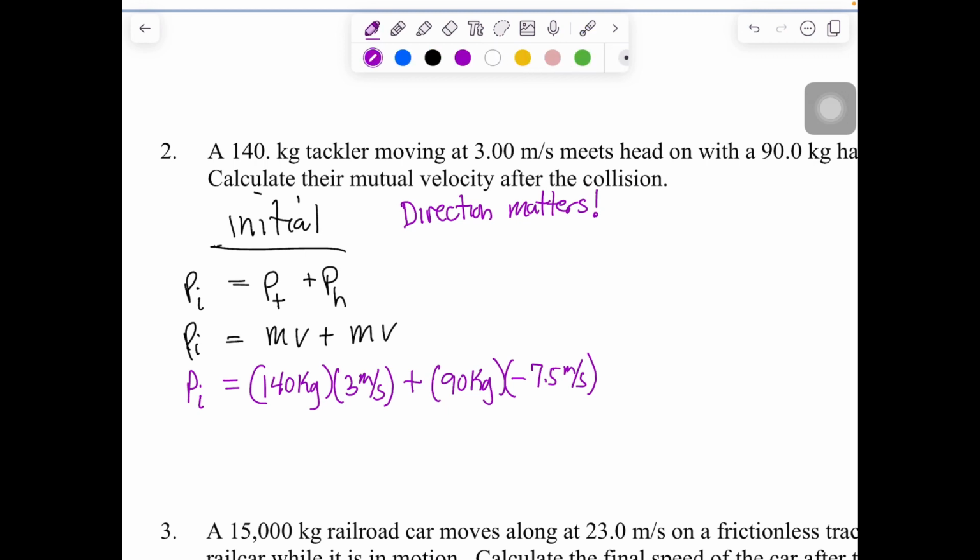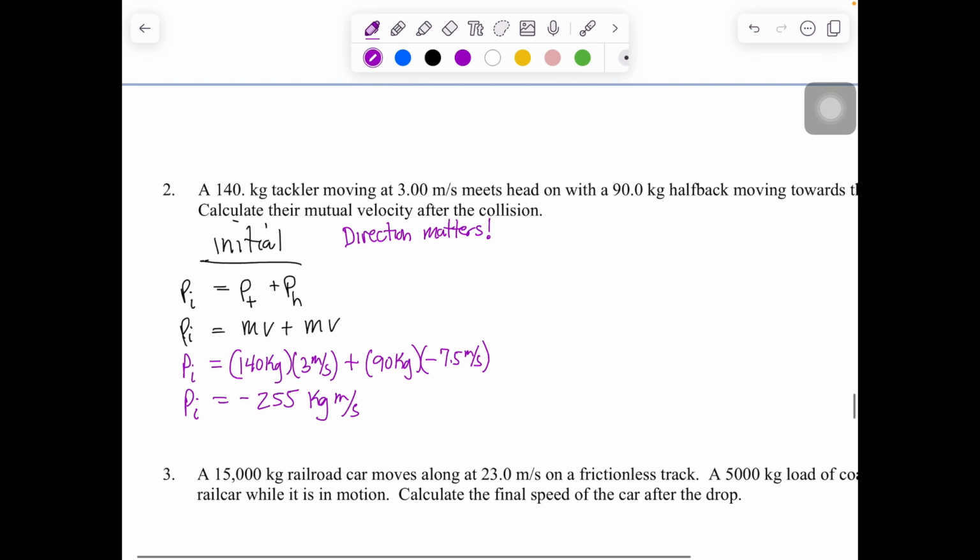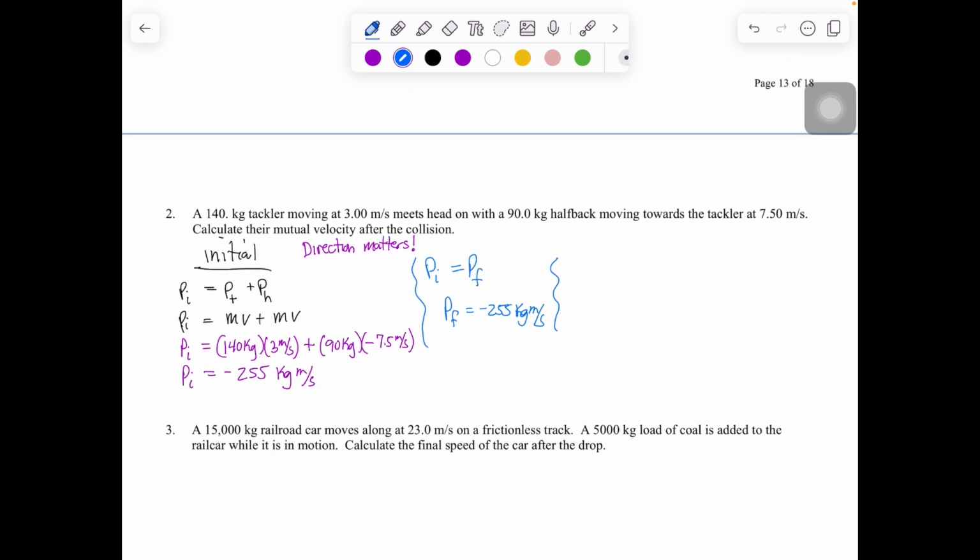You're going to go ahead and do that math all the way through, and we get an initial momentum of a negative 255 kilogram meters per second, which means the change in the momentum is in the direction of the halfback. So the halfback is winning, if you want to call it that. And then we want to remember in the middle that momentum is conserved. So we know that our P final is also a negative 255 kilogram meters per second. That's the in-between step that you have to think about.